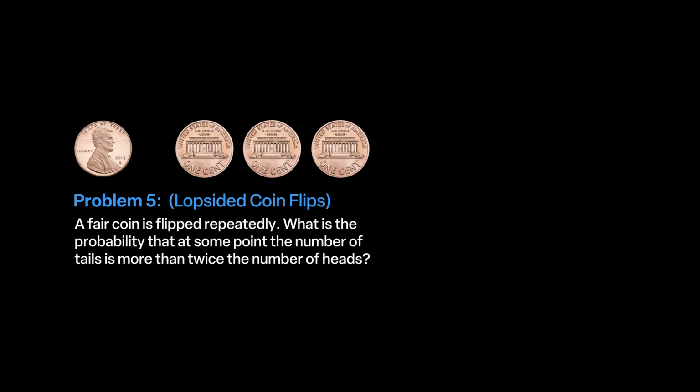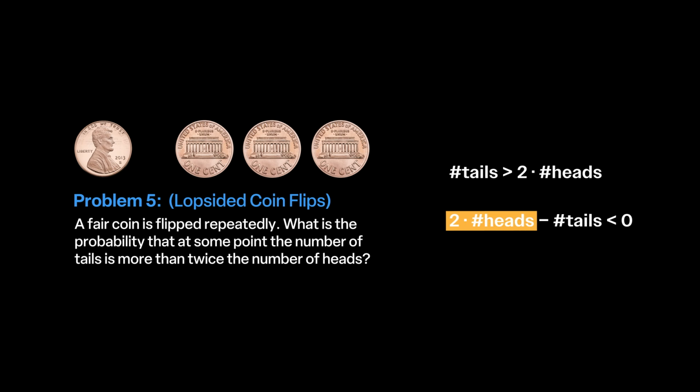We can rewrite that condition as an inequality like this. In other words, 2 times the number of heads minus the number of tails is negative. Let's look at the expression on the left. Every time there's a heads, the quantity goes up by 2. Every time there's a tails, the quantity goes down by 1. We can draw those movements on a state diagram.